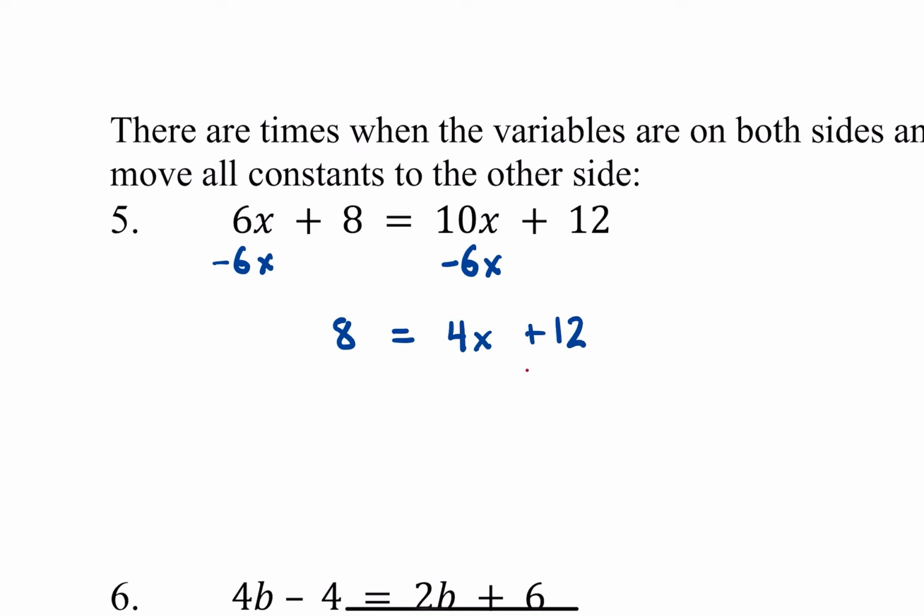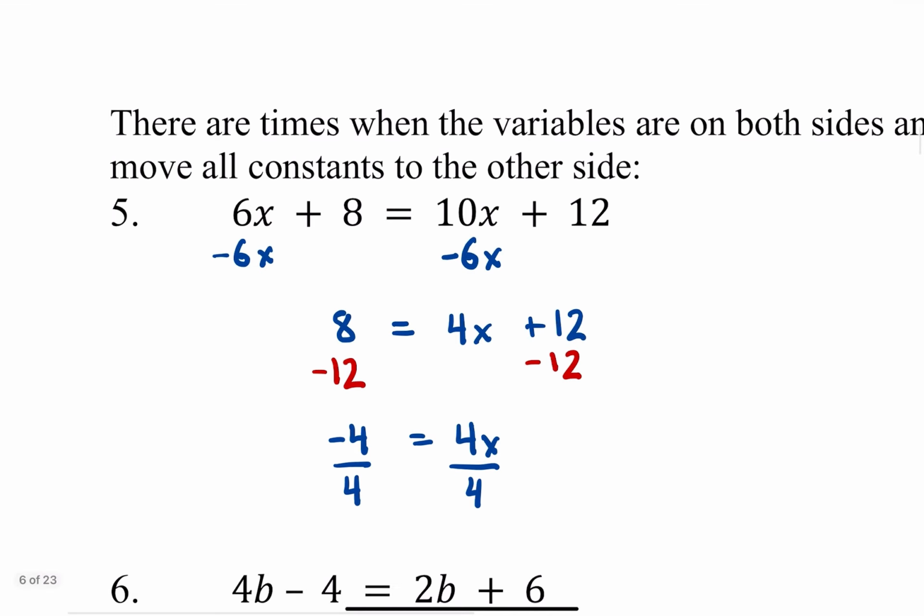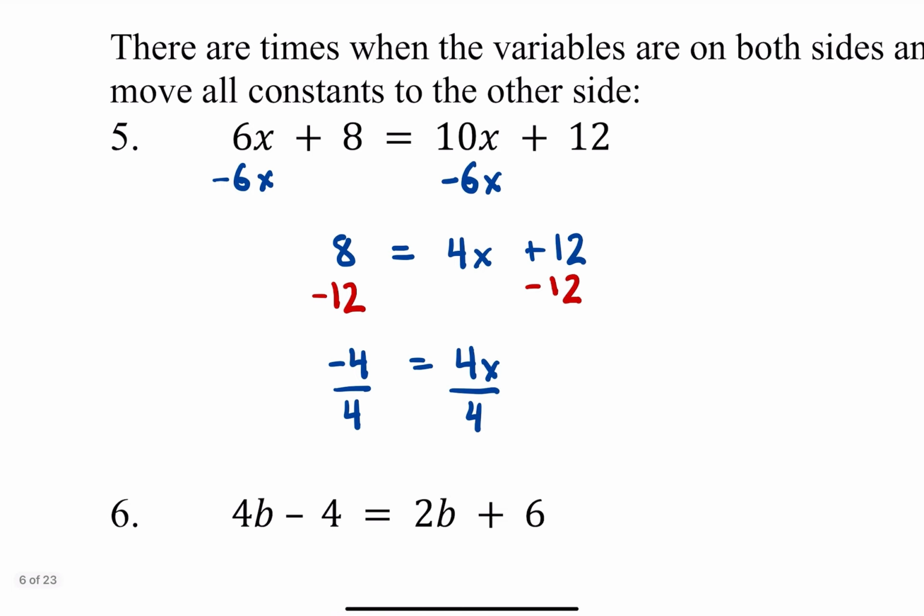So now, this is very similar to the ones before. I'll take away 12 from both sides, and I end up with minus 4 is equal to 4x. And then I will divide both sides by 4. Negative 4 divided by 4 is negative 1. And then we have x. And again, it doesn't matter that the x is on the right side of the equation. Our solution is negative 1.